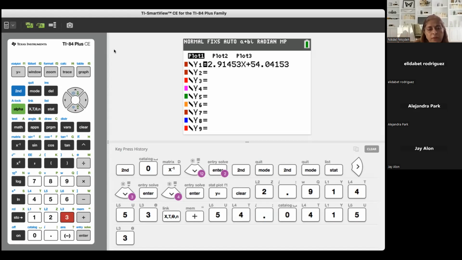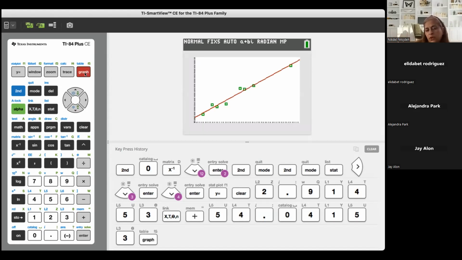Now, if I press ax plus b, then press the graph key. It takes you to the same screen that you had your scatter plot, the dots, and it draws the line that goes through the majority of these dots. Now, how do you enter this?